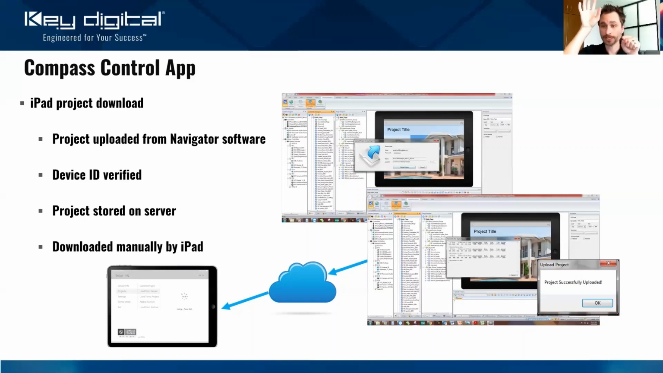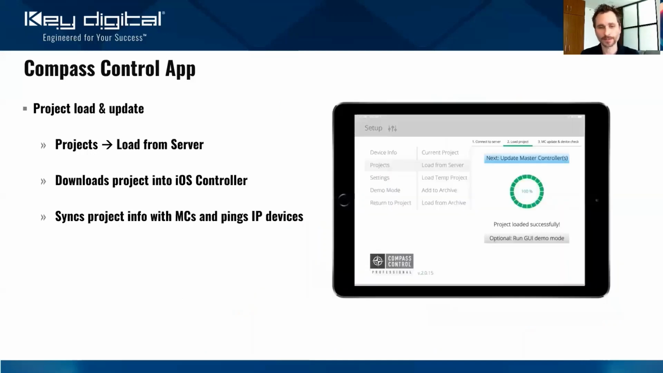Now, the user or the integrator presses a button in the Compass setup menu that says load from server. It's going to say, hey, server, here's my device ID. What is the latest project that's loaded to the server for me? And it retrieves that. So it's all time stamped, right? And it retrieves that, and now it's in the iPad.